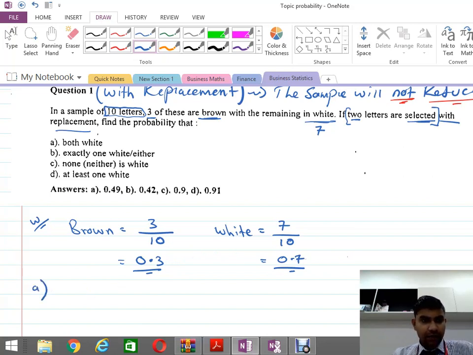In part A, they want both are white. They already fixed it here, both are white. So both are white means you must take 0.7 times 0.7. That will give you the first answer, 0.49, because they already told you both are white. Simple.